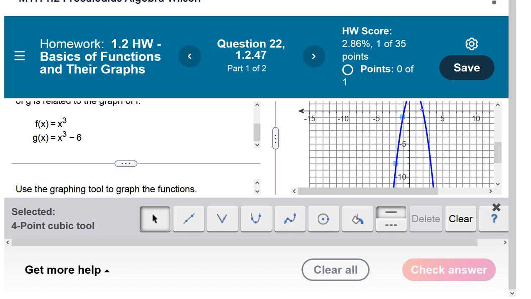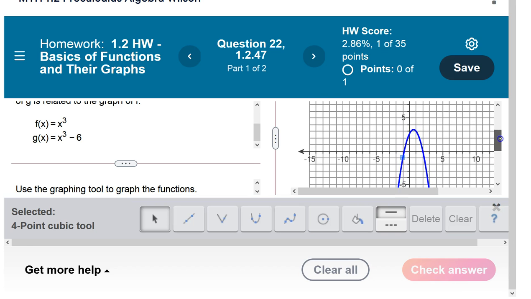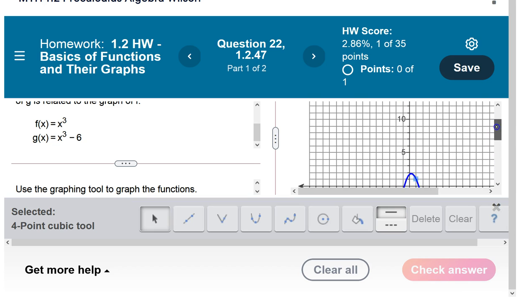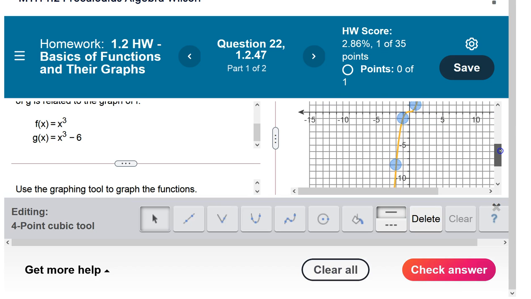The next point: you can plug in 0 and get 0, but I wanted a point further away, so I plugged in 1. When you do 1 to the third, you get 1. So I'm going to plot the point 1, 1, which is right there. And then the last point I'm going to plug in is 2. 2 to the third is 8. So at the point 2, I'm going to go up to 8. And look how it moves around whenever I try to touch it. So 2, 8.